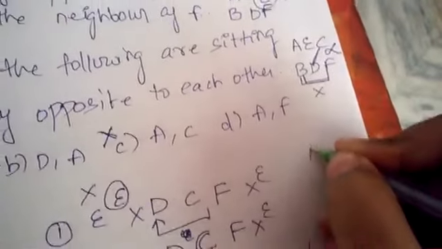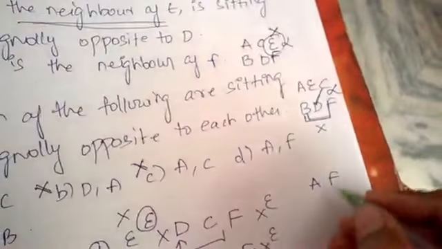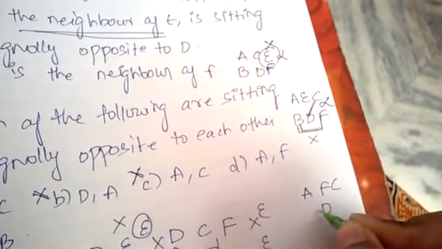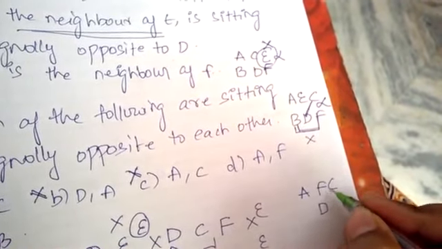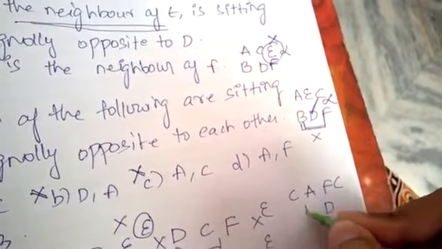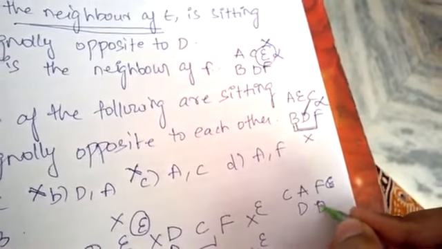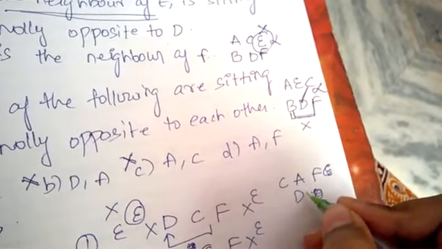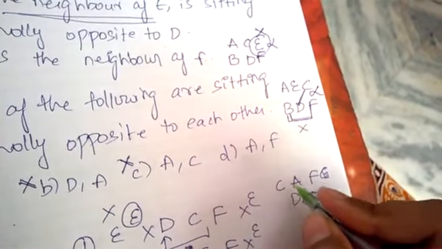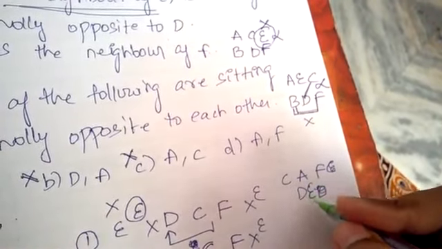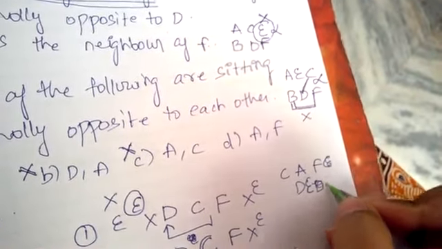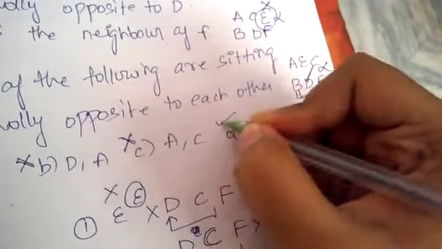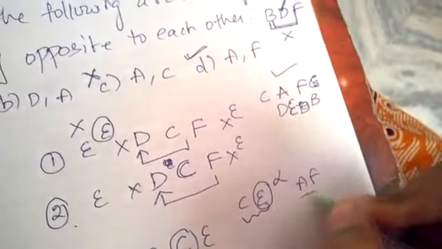Next is A and F. By analyzing, let's try A, F. D will be diagonally opposite to C. Yes, this is correct. So this is the final answer. The solution is A and F. Like this, we have to analyze when they give you a puzzle.